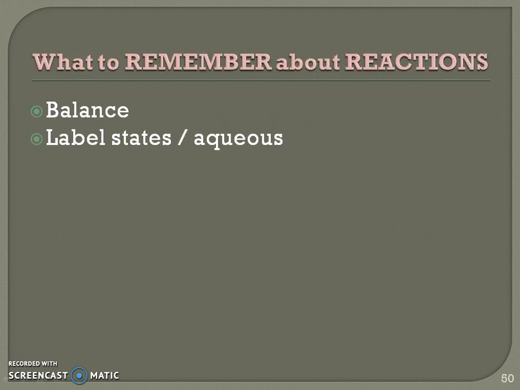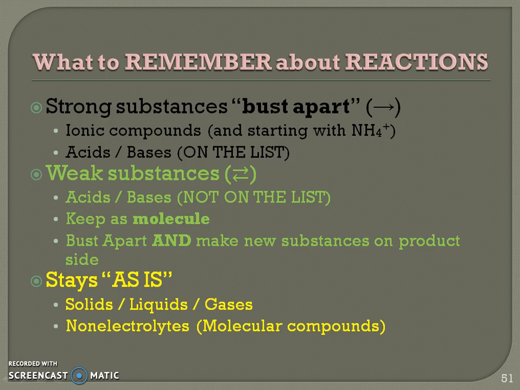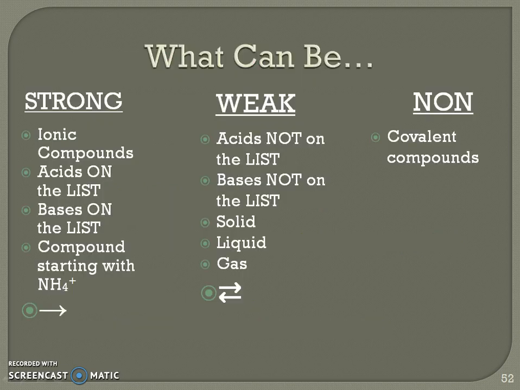Now, we want to remember about reactions. You always want to balance, balance, balance, and you always want to label the states, especially solid, liquid, gas, and aqueous. That's going to help you decide if the substance stays as is all the way through the reactions, or does it break apart into ions. If it's a strong substance, again, you're going to use a regular arrow, and strong acids and bases are on the list. Weak substances, you're going to use the equilibrium, and they stay as a molecule all the way through on your reactions. And of course, your solids, liquids, and gases also stay as is. We talked about this before, so you can read over that again.